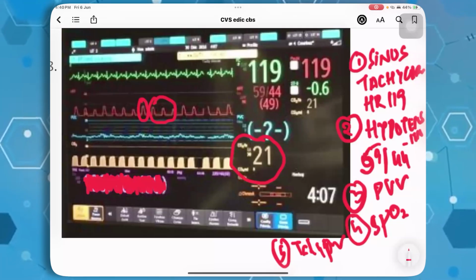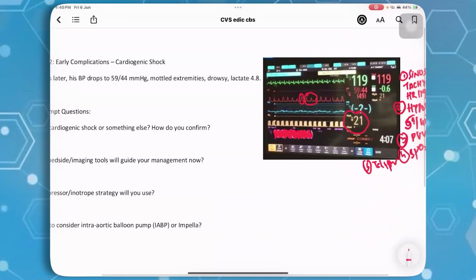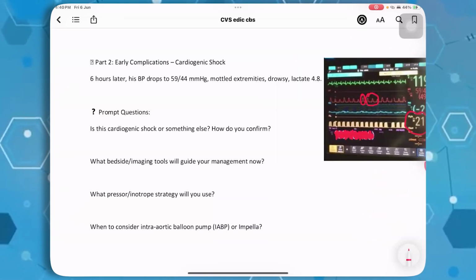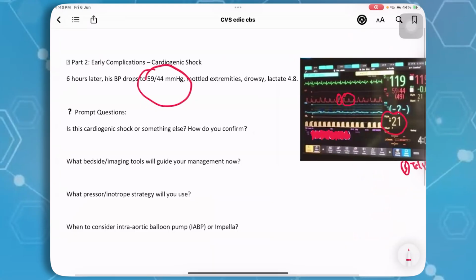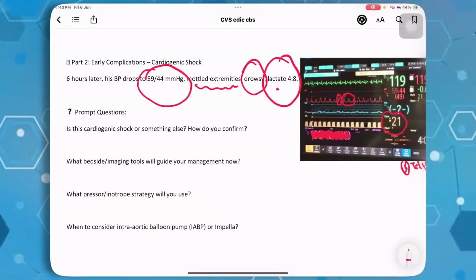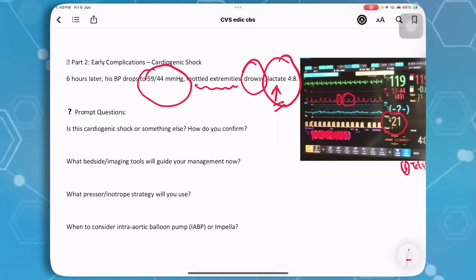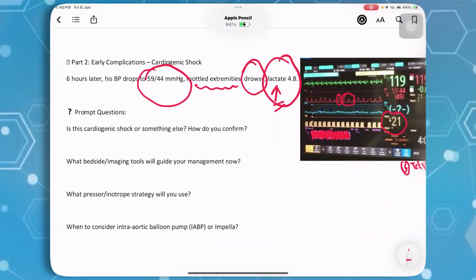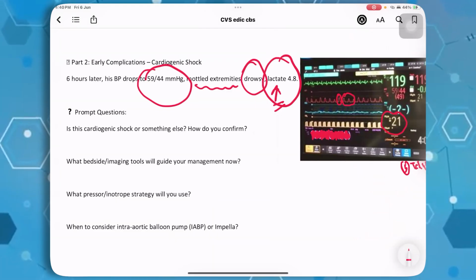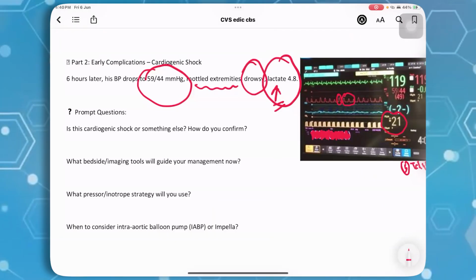Okay. So this is the monitor. 6 hours later, the patient has a BP of 59/44, mottling of the extremities, the patient is drowsy, and the lactate has increased to 4.8. What is the diagnosis now? Now he's in shock. Yes, so he's in shock.